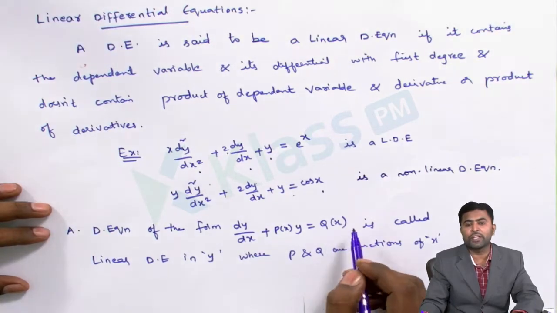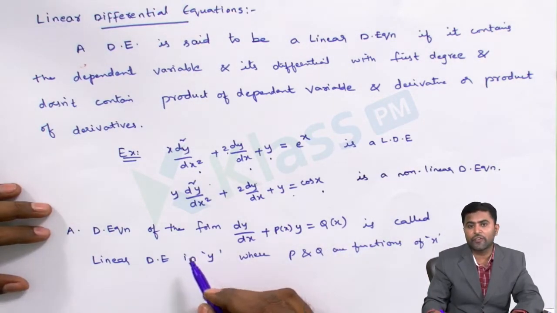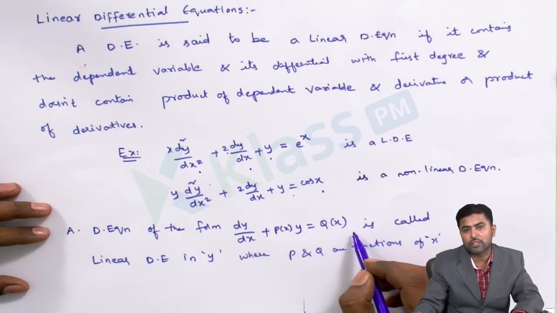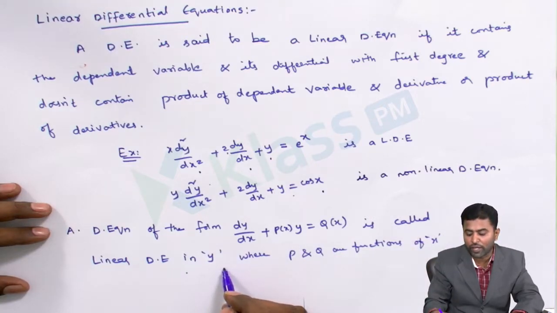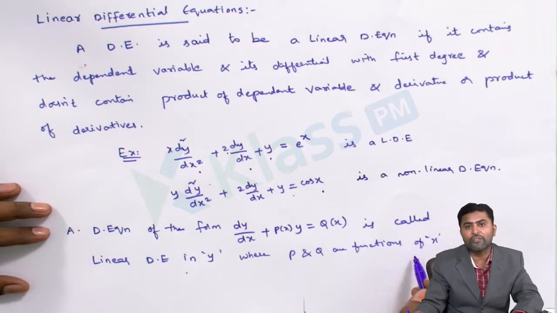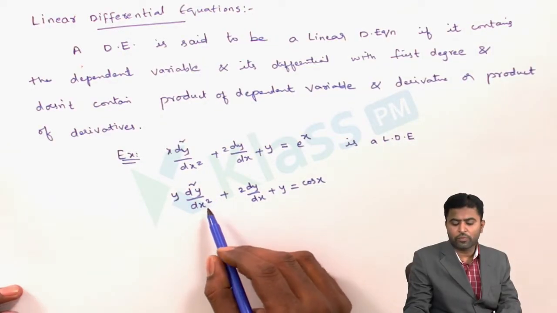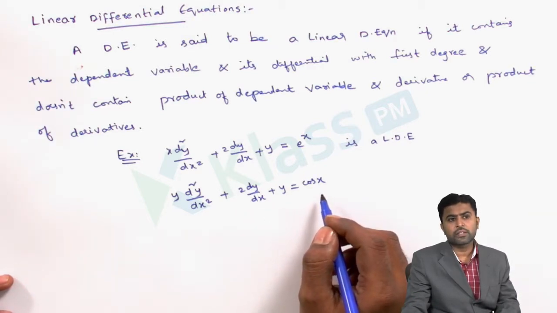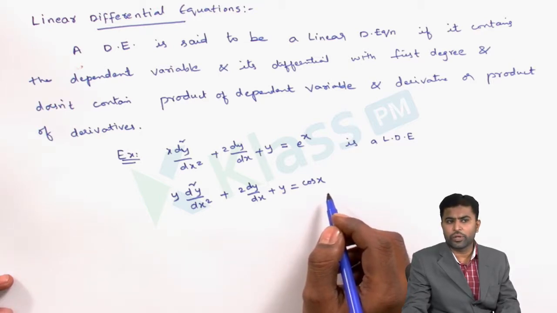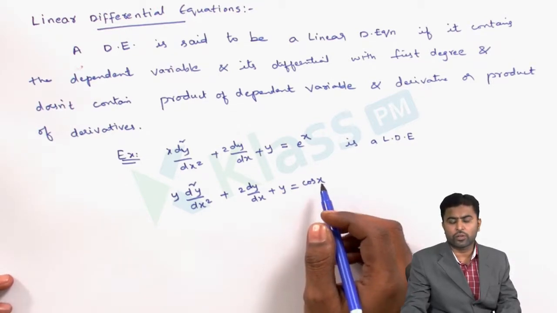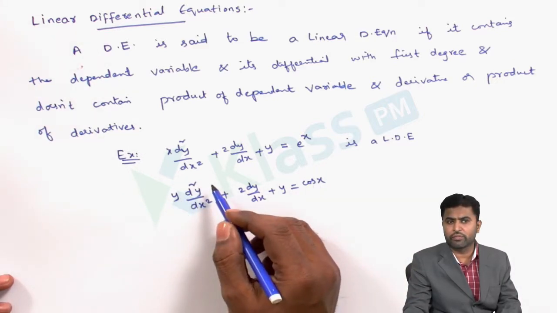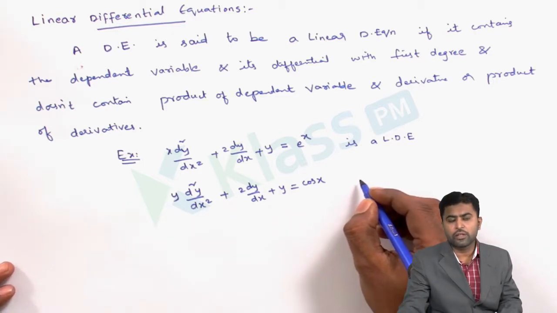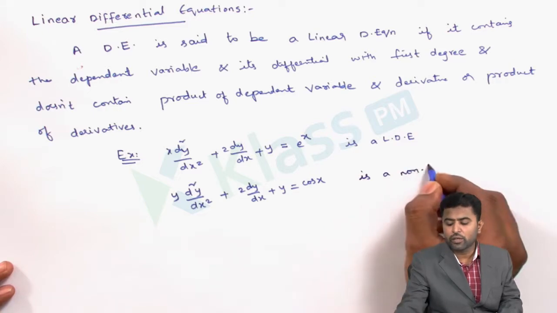Then the standard form of linear differential equation. A linear differential equation of the form dy by dx plus p of x into y equal to q of x is called a linear differential equation in y, where p and q are functions of x. If you see this example, y into d square y by dx square plus 2 into dy by dx plus y is equal to cos x, it is clearly a non-linear differential equation as it contains a product of the dependent variable and its derivative, that is y into d square y by dx square. So such a differential equation is a non-linear differential equation.